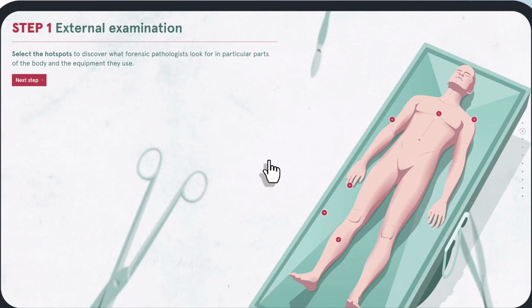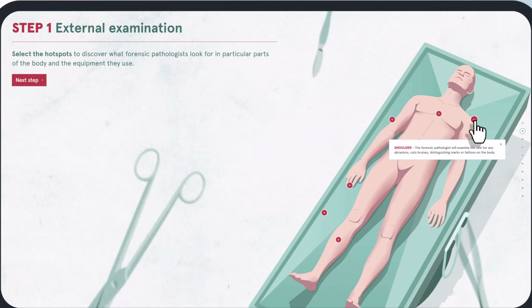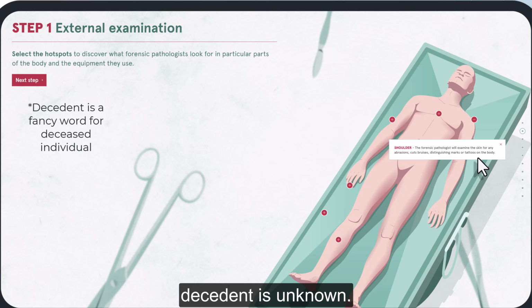Step 1, external examination. Select the hot spots to discover what forensic pathologists look for in particular parts of the body and the equipment they use. We have some scalpels back here. Let's start here. Shoulder. The forensic pathologist will examine the skin for any abrasions, cuts, bruises, distinguishing marks, or tattoos on the body. I feel like tattoos especially would be good for identification if the identity of the decedent is unknown.